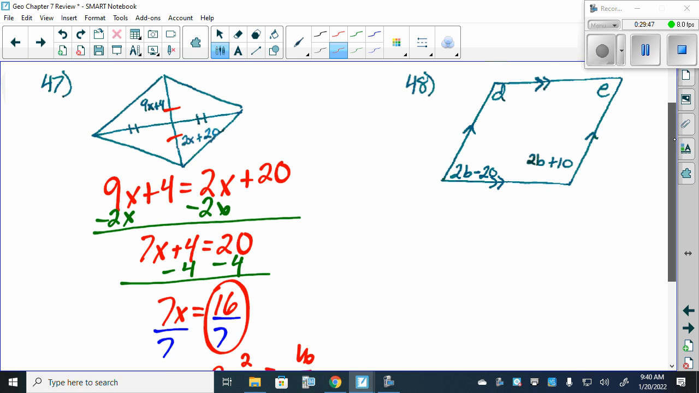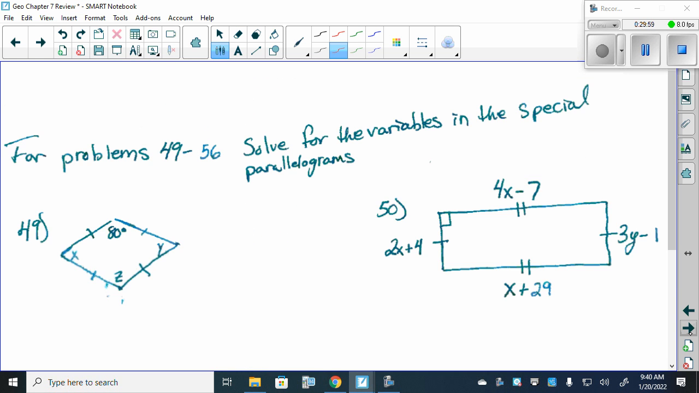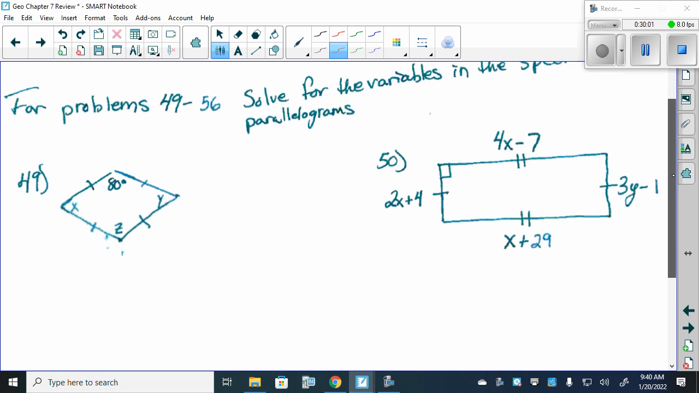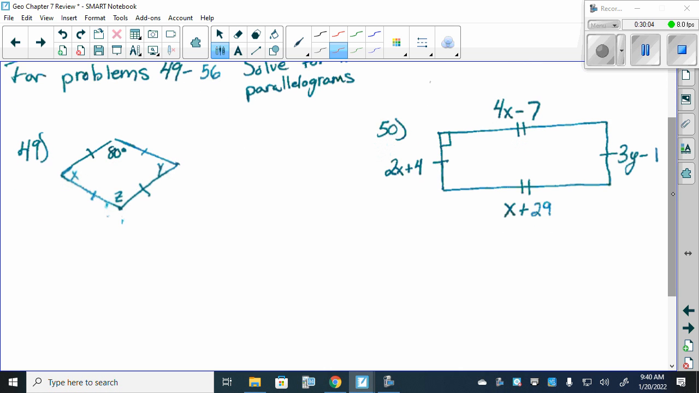Any other questions on 42 through 48? We give them 42 through 48? Questions on 49 through 56?